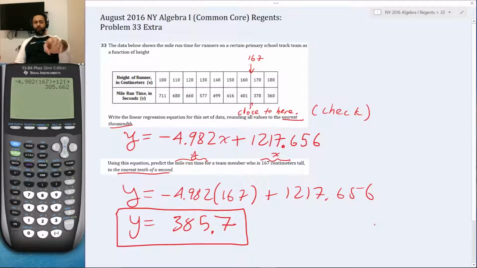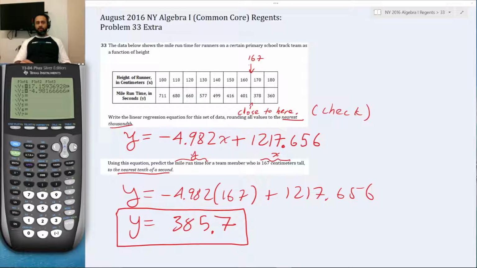We used the equation that we got from rounding the coefficients to the nearest thousandth, as opposed to using the equation that we stored over here, which has a ton of extra digits. Okay, so if you see up here, a ton of extra digits. We used the one where we rounded. So we used all the information that they wanted us to use.